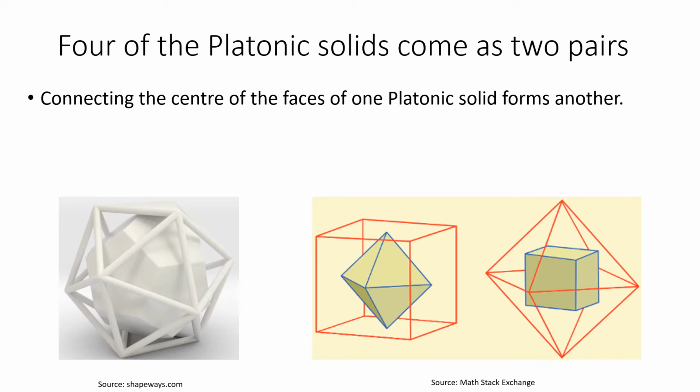So again, this reflects the fact they are duals. In the case of the dodecahedron, we've got 12 faces and 20 corners. And so, not surprisingly, when you look at the icosahedron, we've got 20 faces and 12 corners. And those two Platonic shapes share the same number of edges. So in both cases, 30 edges.